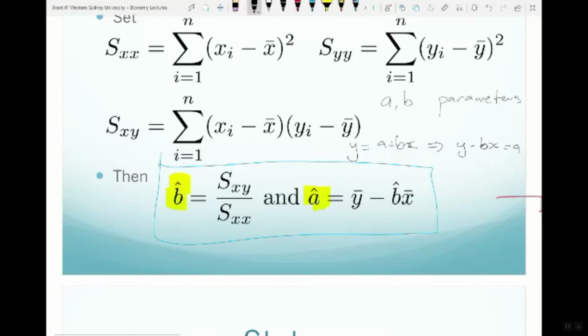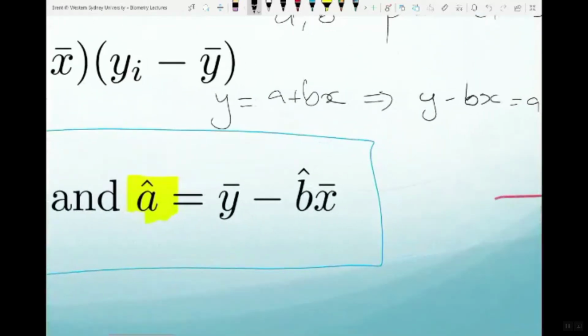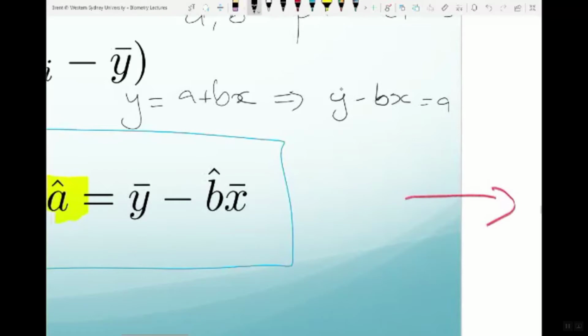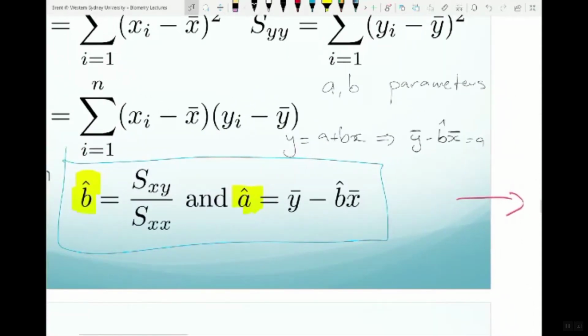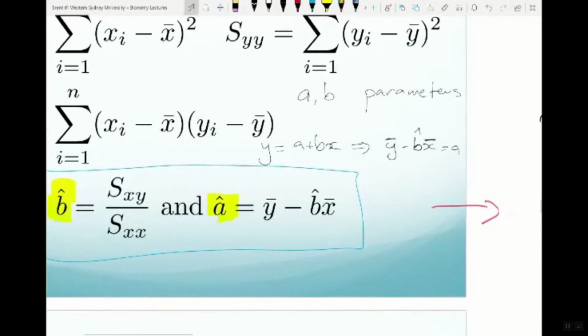Okay? My best estimate for A would be to use my best estimates for everything else. Okay? My best estimate for Y would be its mean. My best estimate for X would be its mean. And my best estimate for B would be that value I just worked out from this one here. Okay, so that's where A is coming from. It's a simple rearrangement of the equation of the line, given that you know B based on that formula.